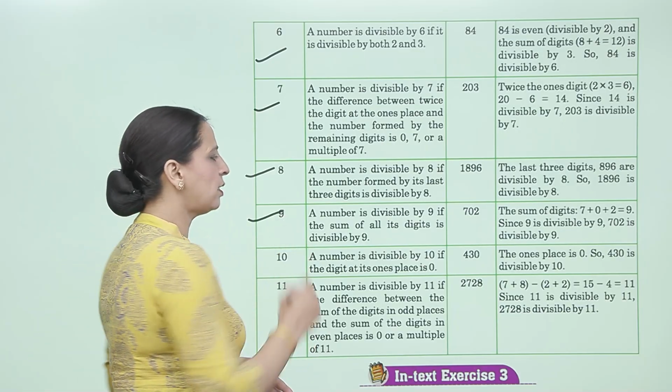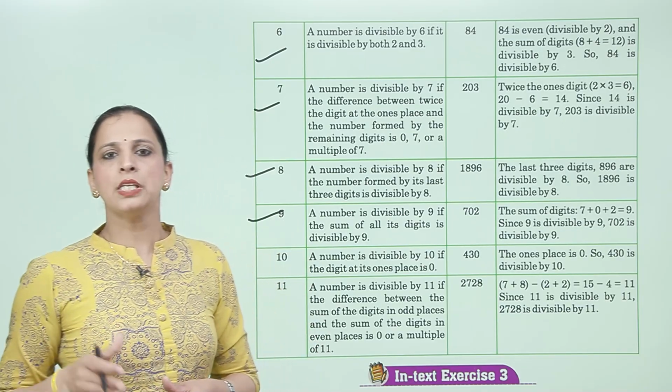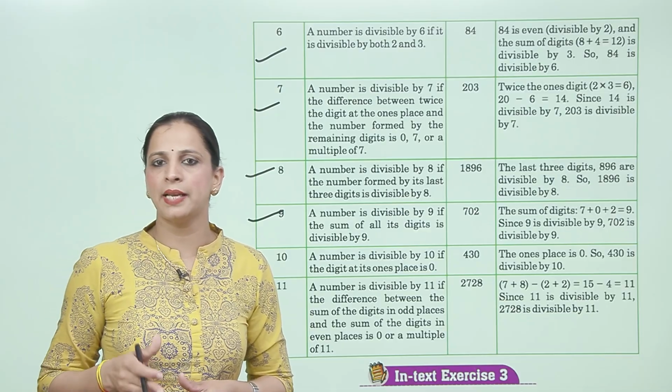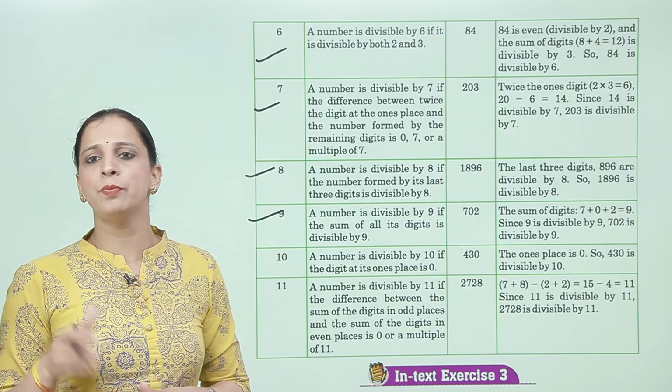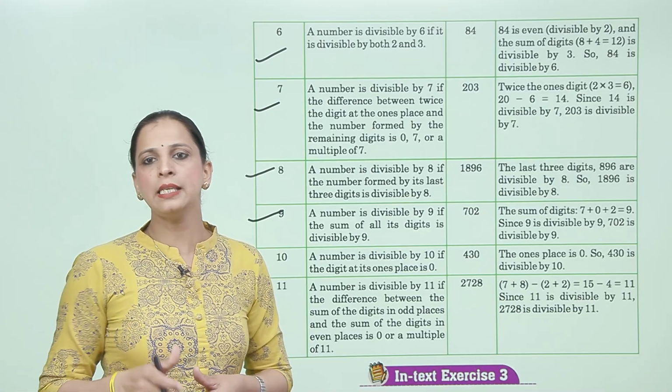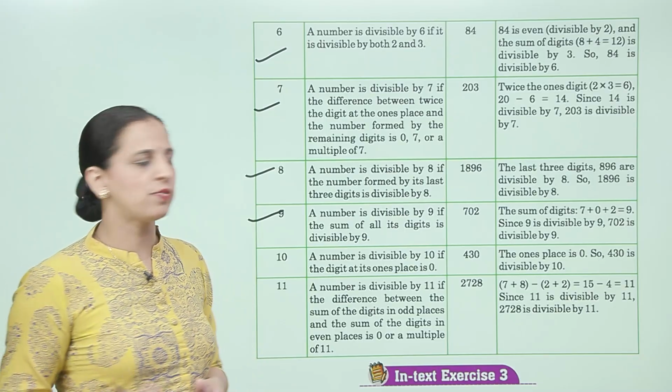Now next is 9. A number is divisible by 9 if the sum of all its digits is divisible by 9. 702. The sum of the digits 7 plus 0 plus 2 is 9. Since 9 is divisible by 9, 702 is divisible by 9.